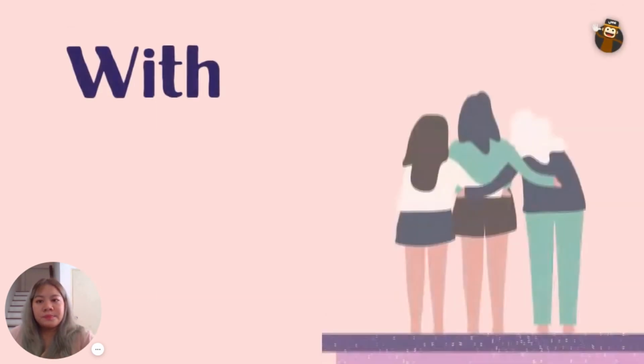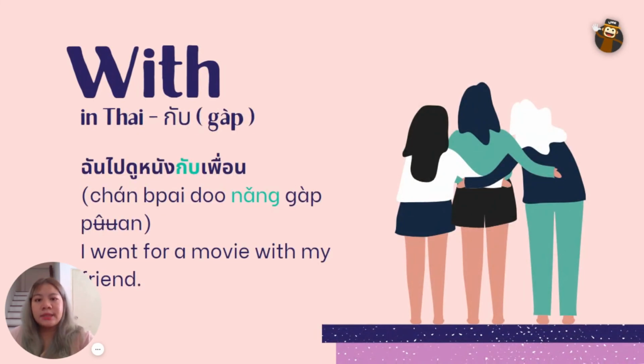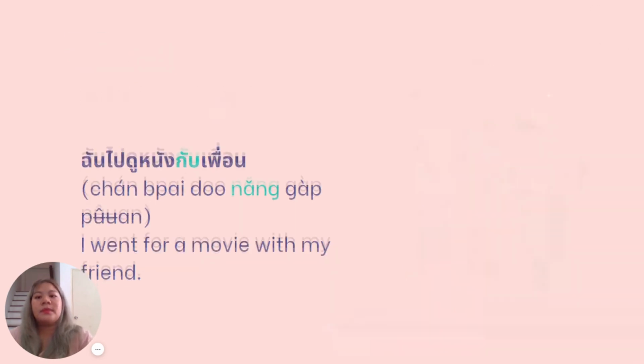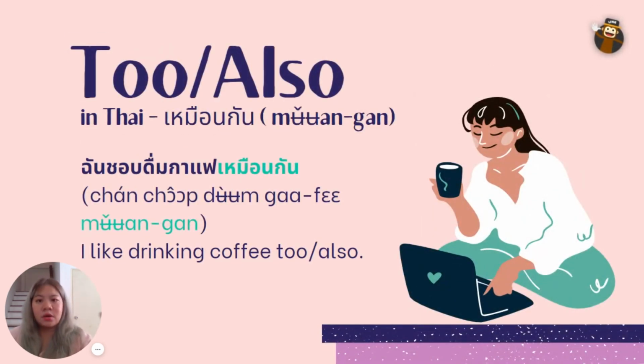The next one, with. In Thai we say กับ. For example, ฉันไปดูหนังกับเพื่อน. I went to a movie with my friend. The next word, too or also. In Thai, we translate as เหมือนกัน. For example, ฉันชอบดื่มกาแฟเหมือนกัน. I like drinking coffee too.